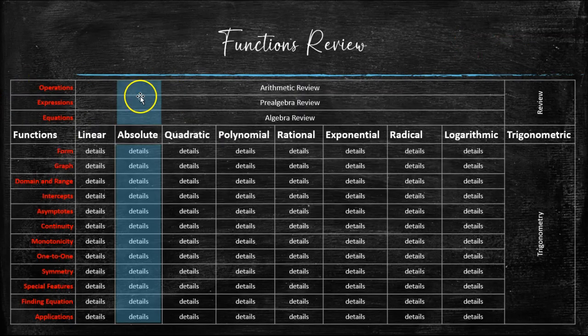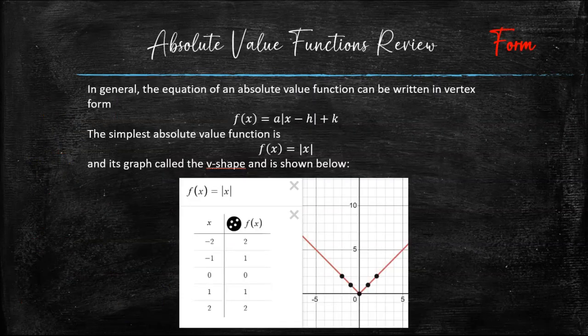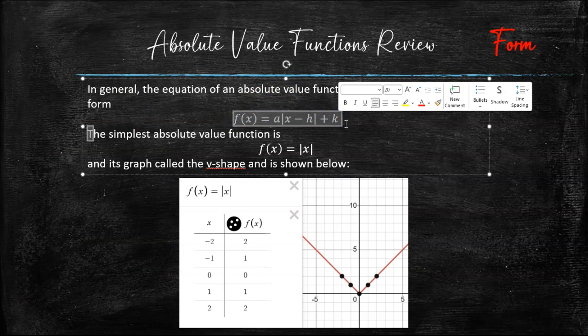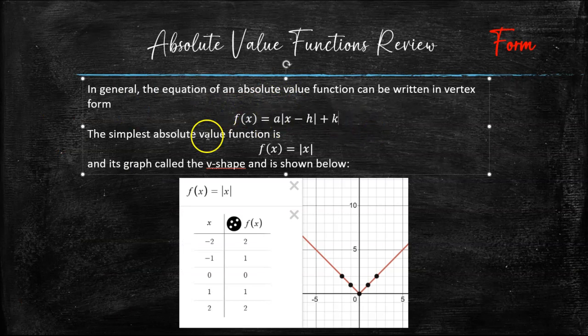Now that we have reviewed the prerequisites, we're moving on to answering all of these questions, and let's start with the form. When it comes to the form, absolute value functions are those that can be written like this. And if you set h and k equal to 0 and a is equal to 1, you end up with the most basic, the simplest absolute value function, whose graph is shown right over here.